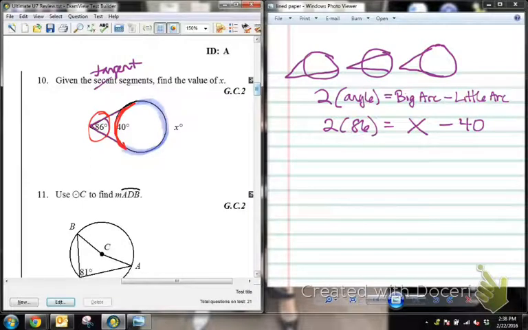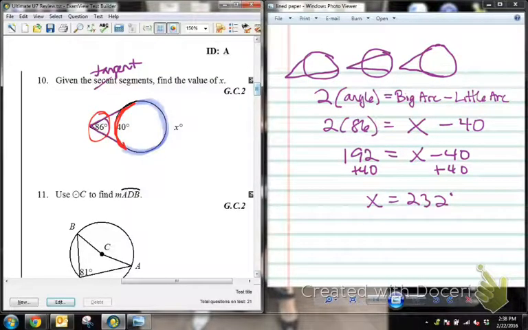So now I'm trying to solve this for x. I'm going to take 2 times 86, that's 172, equals x minus 40, and then to isolate the x, I'm going to add 40 to both sides. And that gives me 212 degrees for x. So number 10, x is 212 degrees.